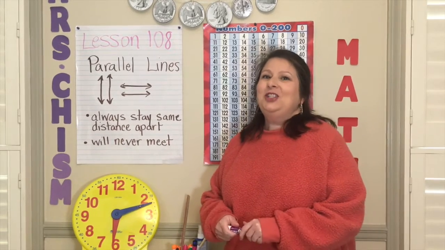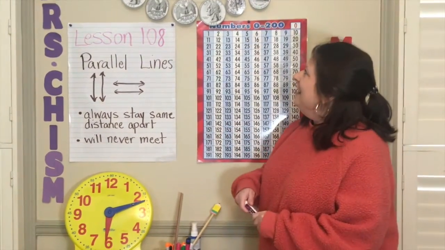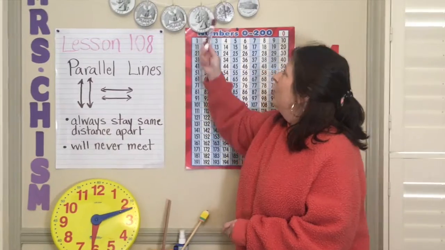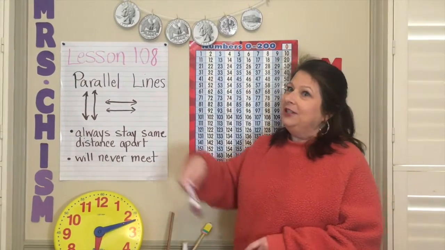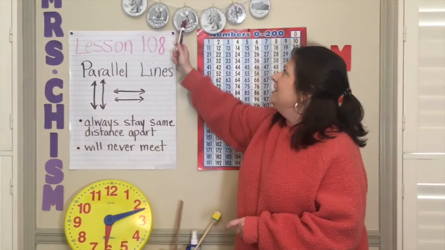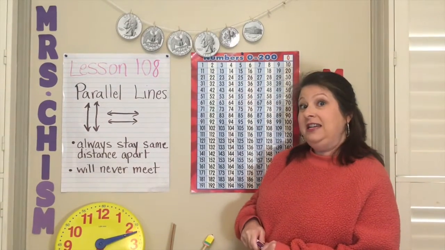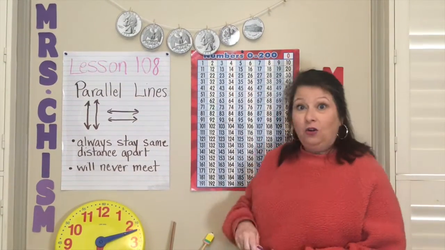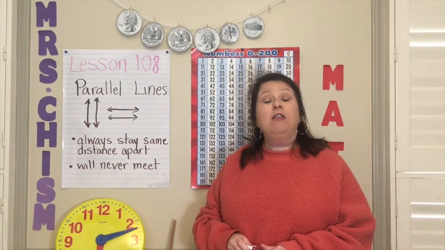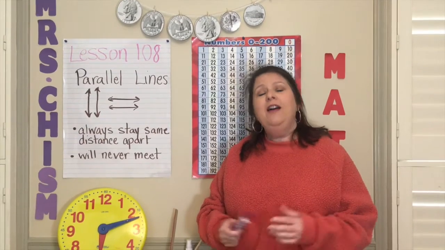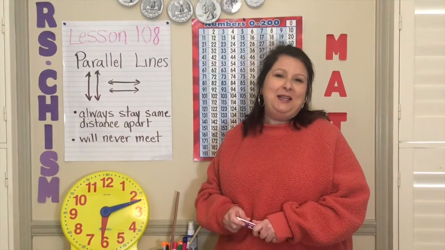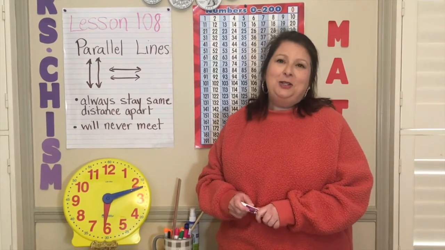Very good. Let's check out our money today. I have, again, 4 quarters, and we know that equals $1. 25, 50, 75, $1. 1 dime, that makes $1.10. And then 1 nickel, which means I have $1.15 or 115 cents, depending on how you choose to write it.